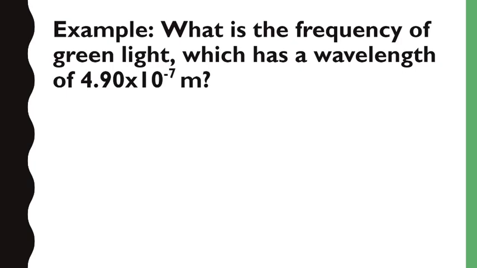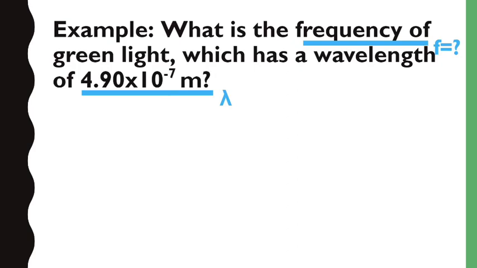So this is asking us to find the frequency of green light, which has a wavelength of 4.9 times 10 to the negative 7 meters. So what we need to key in on is our given, that number there, says this is our wavelength, so that's what we're going to plug in as our little upside down y (lambda). And it's asking us, our unknown is our frequency.